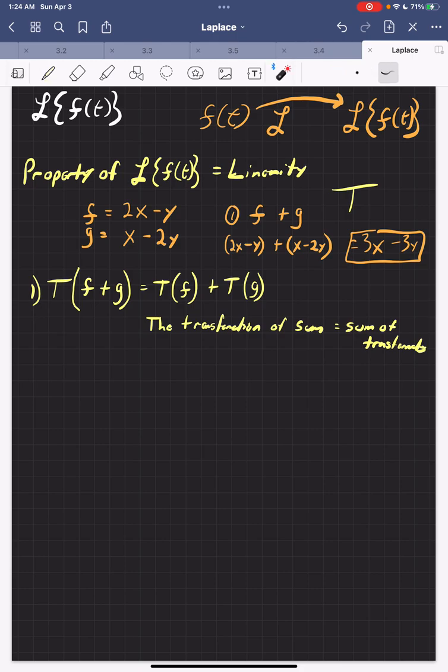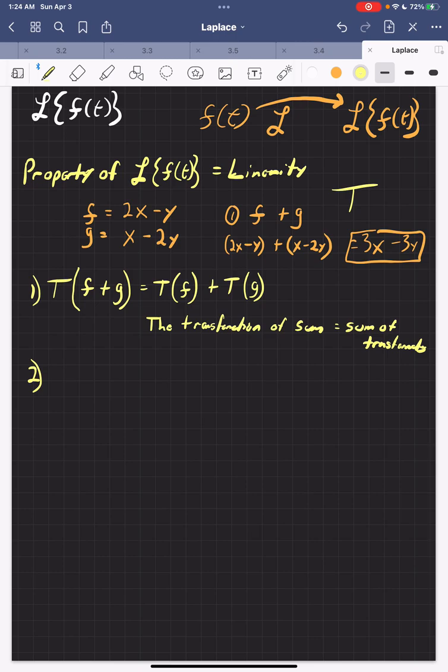Right? In other words, it doesn't matter. So imagine if I took this 3x minus 3y and then put it here and then transformed it. Well, I would have got the same thing as if I were to transform f, then transform g, and then added. I would have still got the 3x minus 3y if indeed you have this property of linearity. That's your first property. And I'm telling you, do not go to sleep yet. I promise you this is actually very beneficial. In just a second you'll see it.